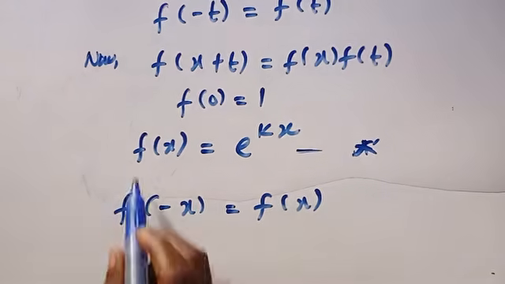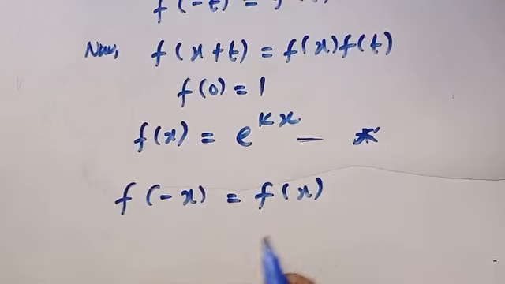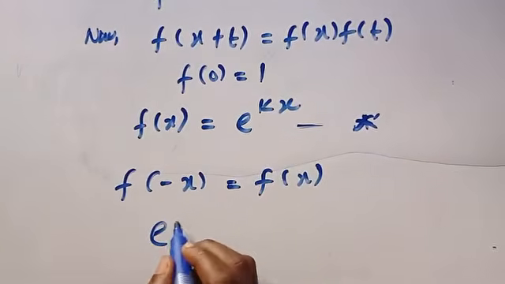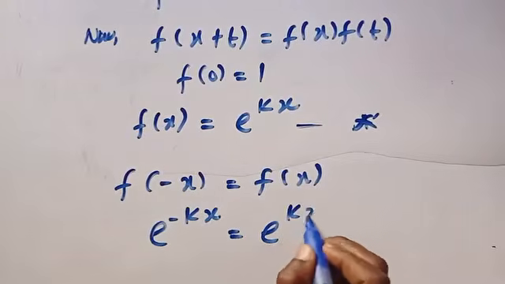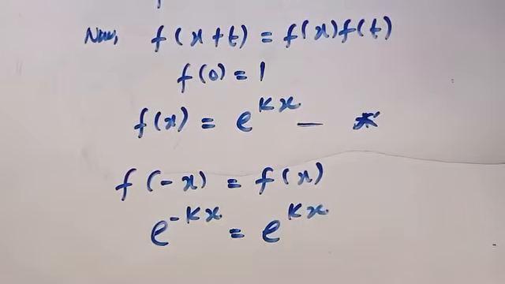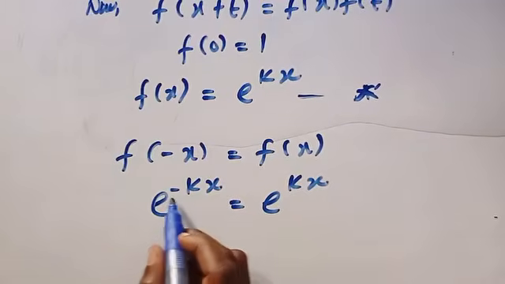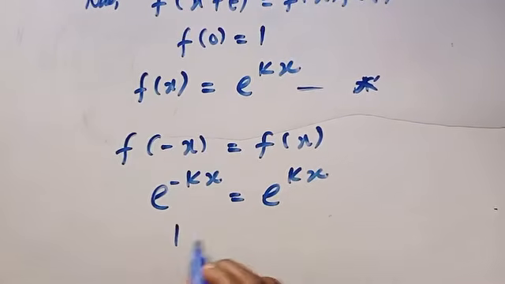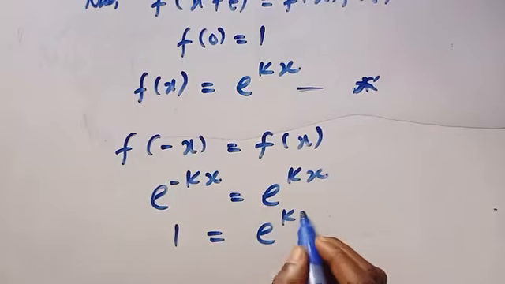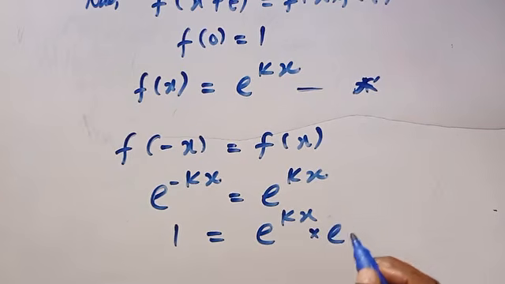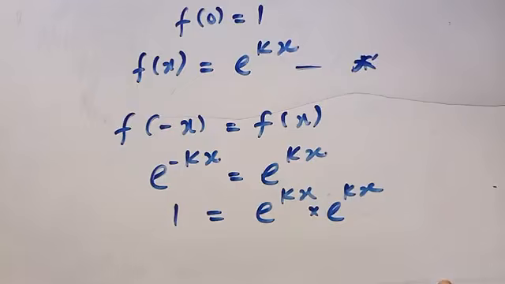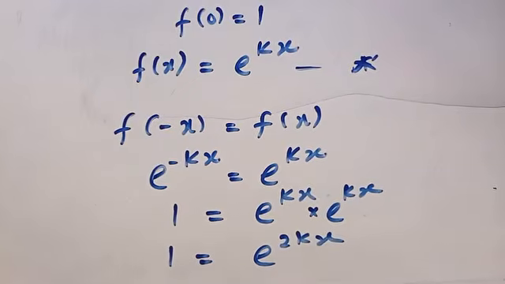So with this, if I substitute minus x and plus x, we are going to have exponential minus kx, because x is minus, equals exponential kx, which is what we assumed. Then if I divide both sides by exponential minus kx, we have 1 equals exponential kx times exponential kx. Since I'm dividing, the minus becomes positive. So 1 equals exponential of 2kx.